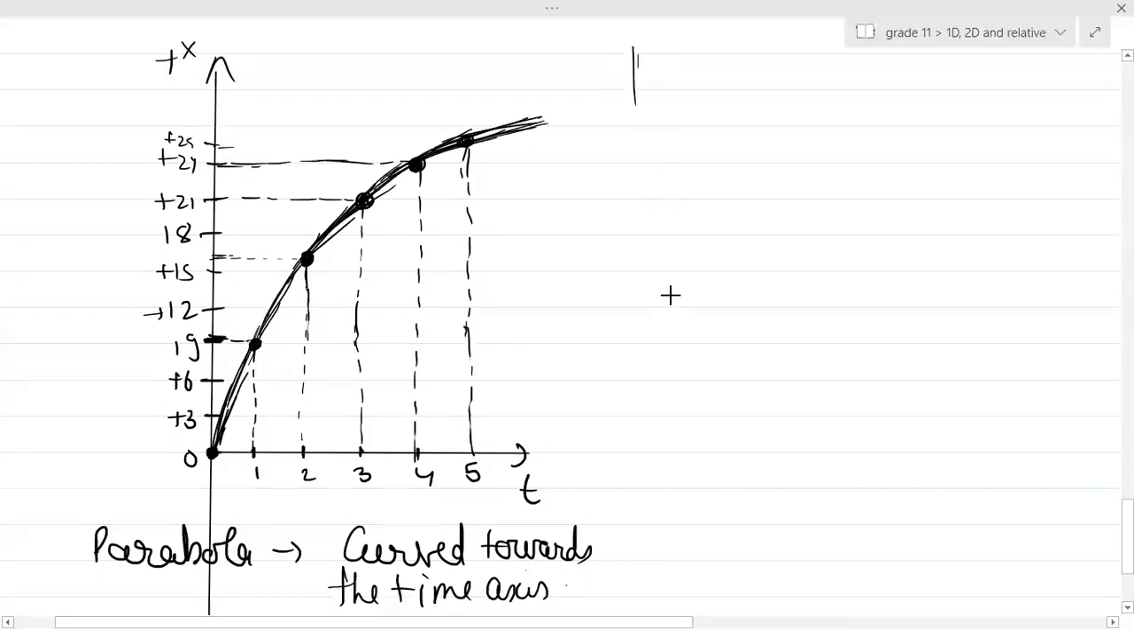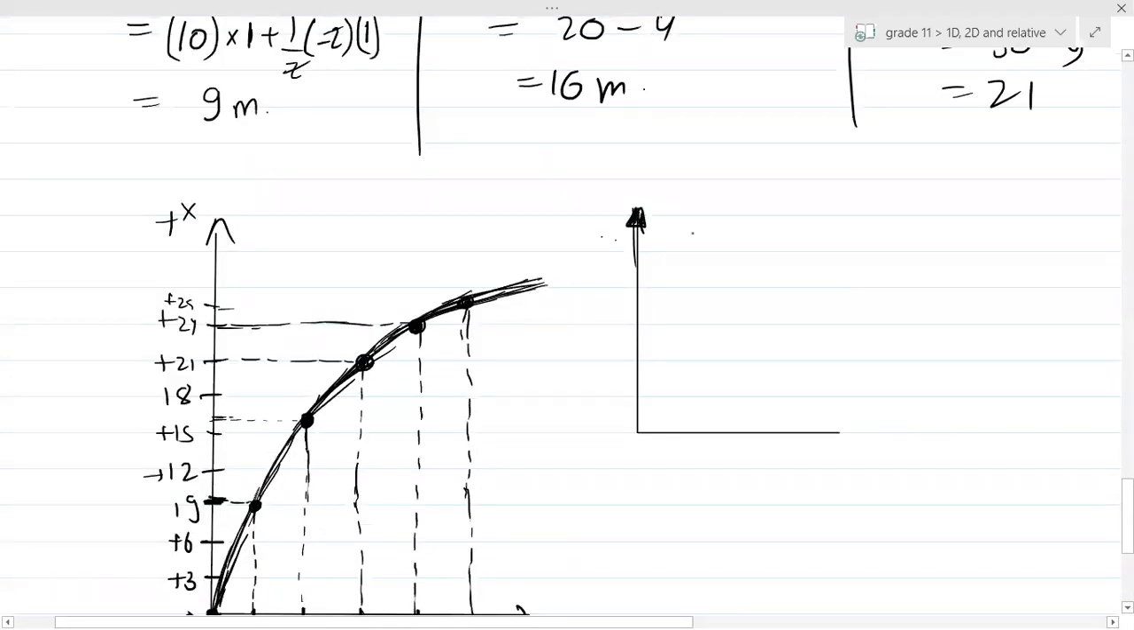So now let's draw the VT graph. Now what was the initial velocity at t equals 0? Anyone? What is the initial velocity at t equals 0?